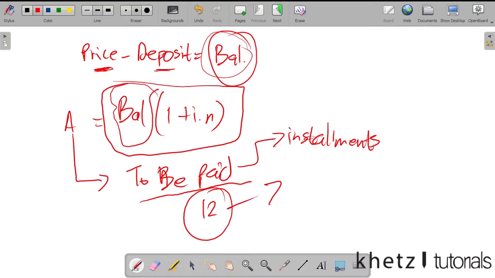So you basically pay in installments, and if the installments are to be paid on a monthly basis, which is usually the case, and you're expected to pay in a year, then you just divide your amount by 12 to find the installment, or the amount which you actually pay per month. So that is it with regards to your hire purchase.